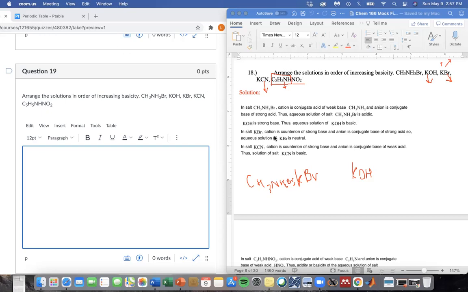And so because of that, your correct order is going to be CH3NH3Br, which is acidic, then KBr, because it's entirely neutral, then C5H5NHNO2, because it's producing a little bit of acid but also a little bit of base, so it'll be a little bit basic. And then KCN is just a weak base, so that one will be the second strongest, and then KOH is the only strong base, so it'll be your strongest base.